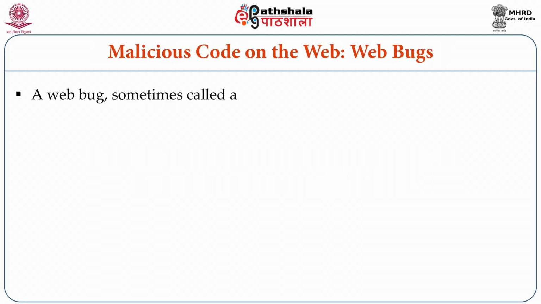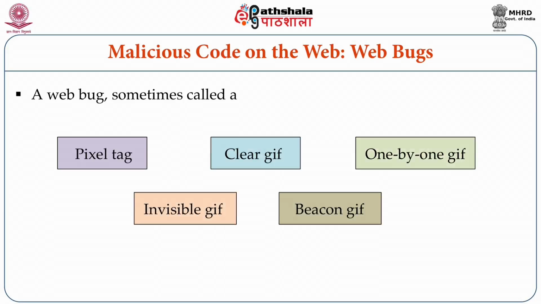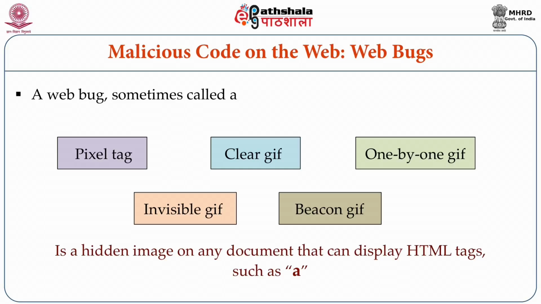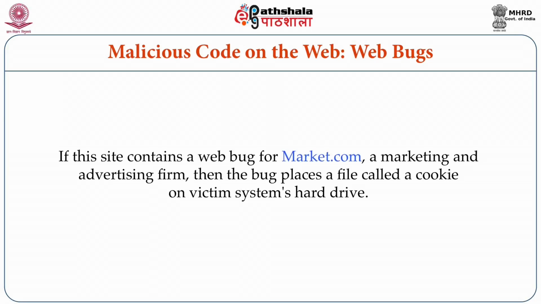Another malicious code on the web is called web bugs. A web bug is a pixel tag, also called a clear GIF, 1x1 GIF, invisible GIF, or backend GIF. So it is a hidden image on any document that can display HTML tags. Consider malicious code in web bugs. Load the home page for commercial.com. It is a commercial website which sells all kinds of housewares. That website had a web bug for market.com. It is a marketing and advertising firm.